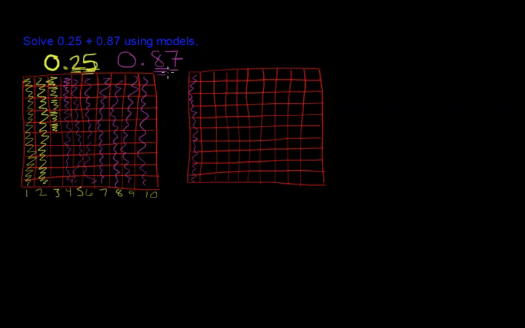Now we need to color in 7 hundredths. Well, I've got some blank ones over here, so I'm going to go ahead and color those in. 1, 2, 3, 4, 5. And I'm going to move on over here. 6, 7. Now, if you were to go back and count them, which I'm not going to do, you would have 87 hundredths colored in purple. So now, if we add them together, what do we get?